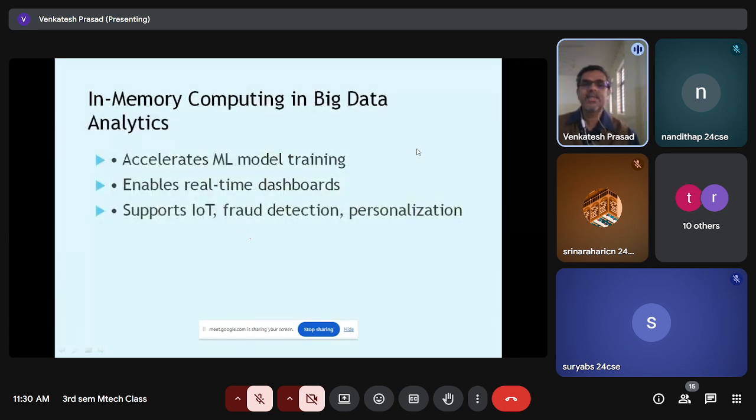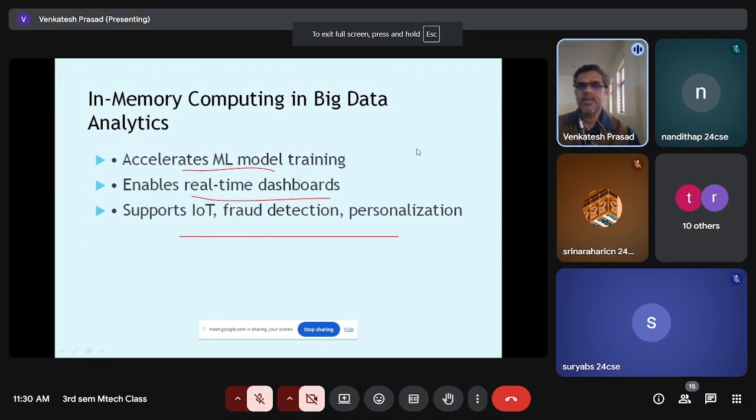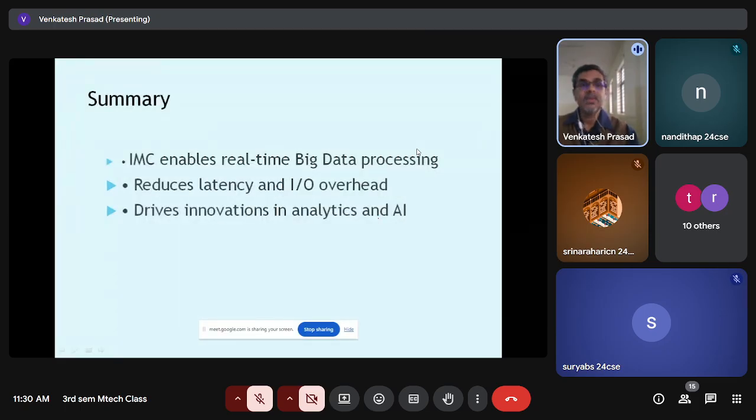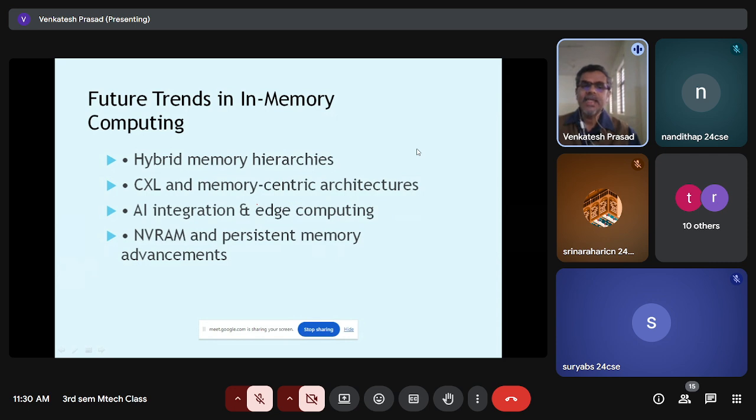So there are lots of use cases and benefits of in-memory computing. It speeds up or accelerates ML model training. It enables real-time dashboards like stock exchange applications, IoT, fraud detection, personalization, and so on and so forth. What else is there? Yeah, the last one is future trends: a lot of applications and frameworks are going to use in-memory computing.